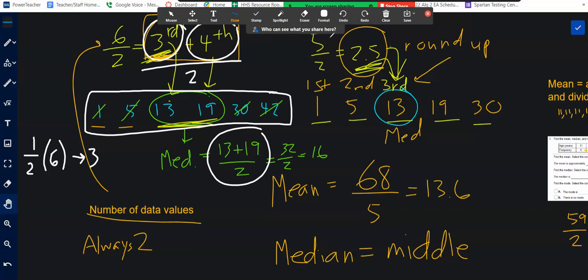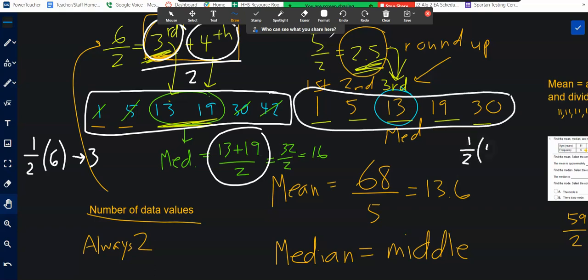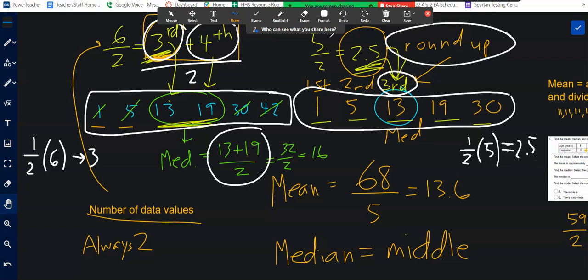What if you have 5 different numbers? Like this group right here. Well, half of 5, well, that doesn't give me a nice whole number. What it does give me is 2.5. So what you need to do is round that up, and that tells you the exact location of the middle, which in this case is the 3rd spot in the list. Well, the 3rd spot in the list is 13.